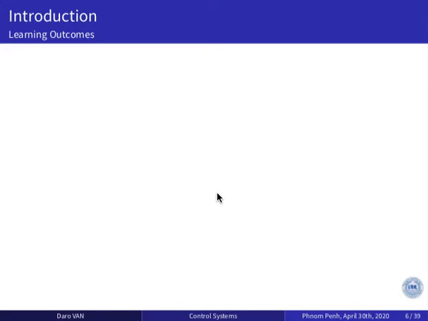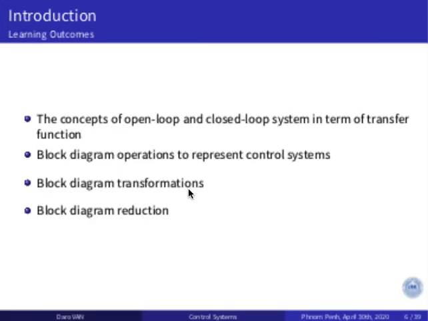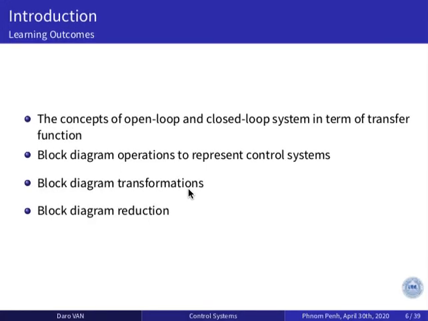And at the end of this class, you will be able to understand the concept of open loop and closed loop systems in terms of transfer functions. You will be able to manipulate the block diagram and use it to represent the control system. You will be able to do some transformations. And last but not least, you will be able to do block diagram reduction. For example, you have a very complicated system and they are interconnected, and you can simplify it.